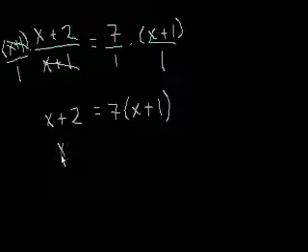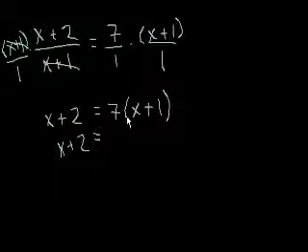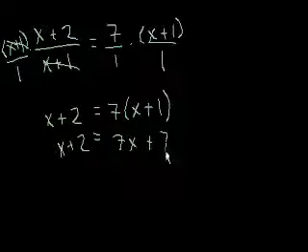And that's the same thing as x plus 2. And remember, it's 7 times the whole thing, x plus 1. So we actually have to use the distributive property, and that equals 7x plus 7. So now it's turned into, I think, a level 3 linear equation.